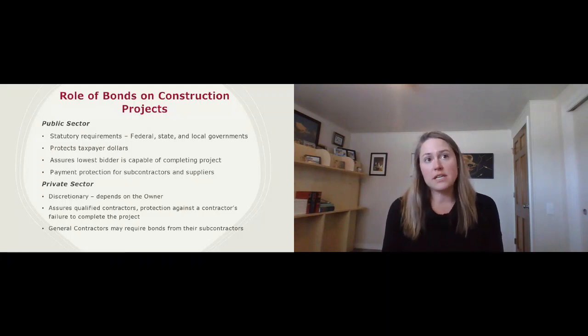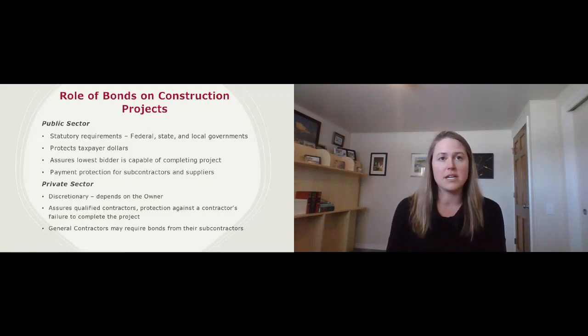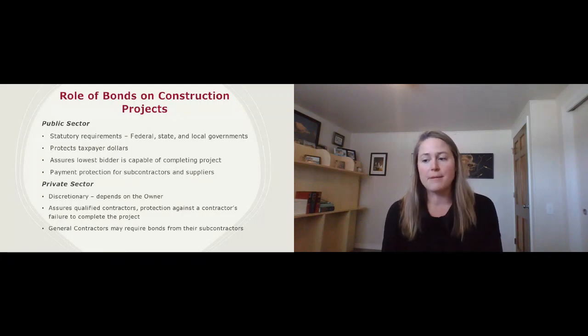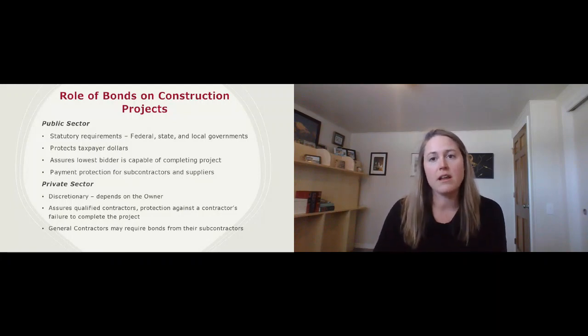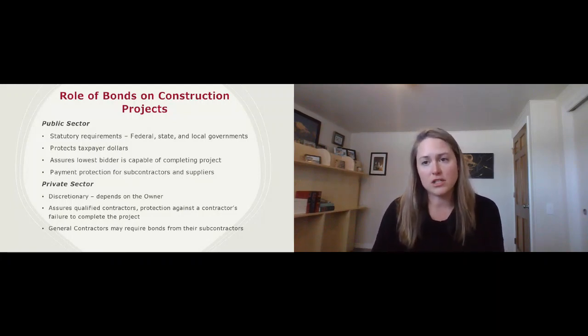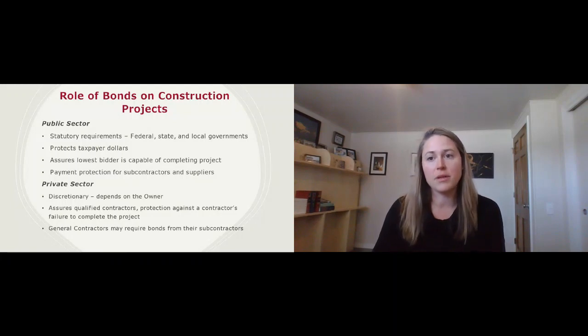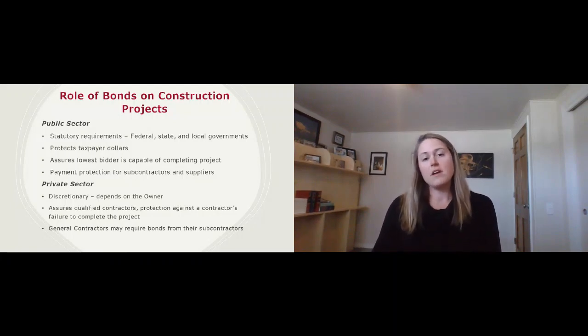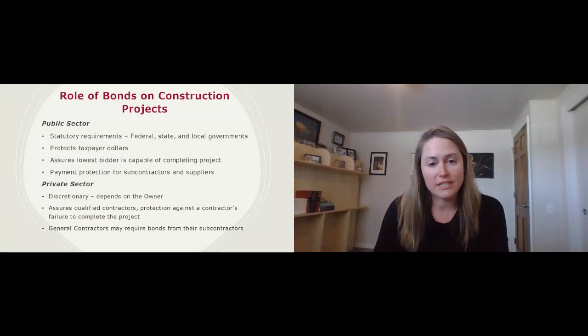But you will also see surety bonds come up in the private sector. Usually it's going to be on your larger projects. It is discretionary in the private context, so it'll depend on the owner, the developer. Typically if it's a larger project, they really want to be sure that the contractors on the project can actually complete it, and they'll want a bond to protect against the risk of someone encountering difficulty during the project or not completing.